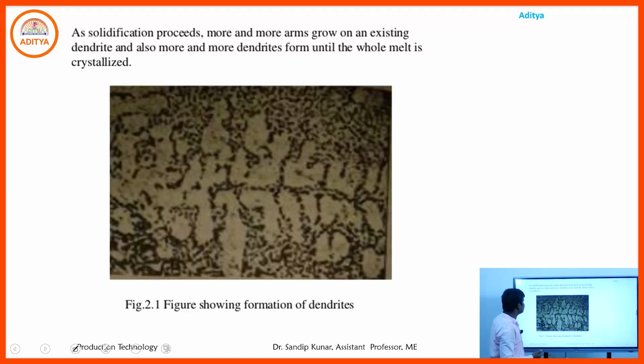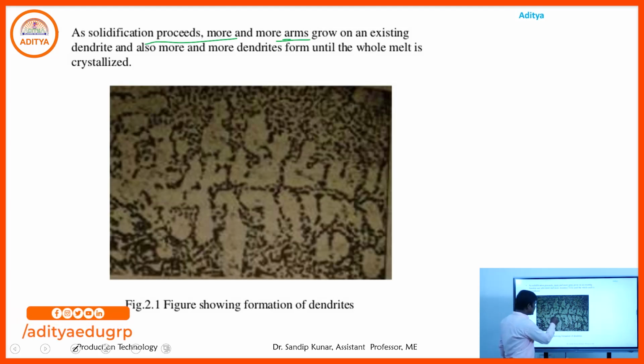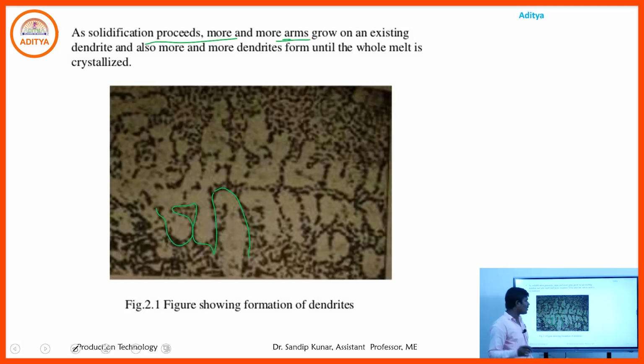Now we are seeing that as solidification proceeds, more and more arms of dendrites are formed, and again and again formation of the arms of the dendrite converts it into grains. Then they combine and finally produce the solidified structure. In that particular solidified product, an arm-type dendrite structure will be formed.